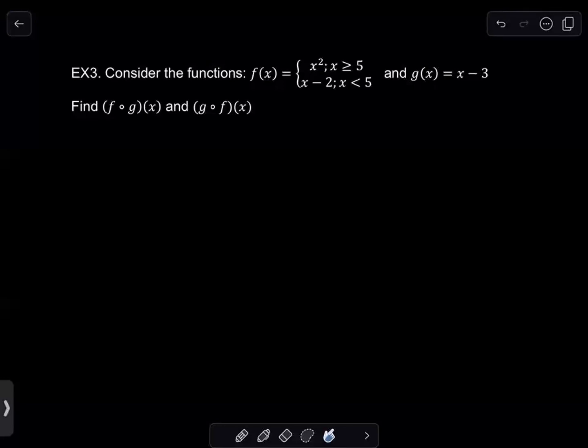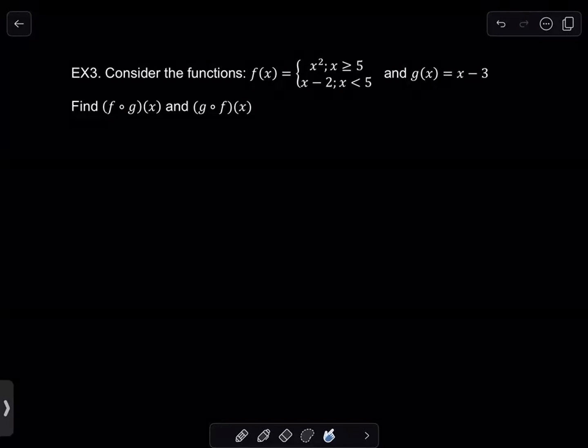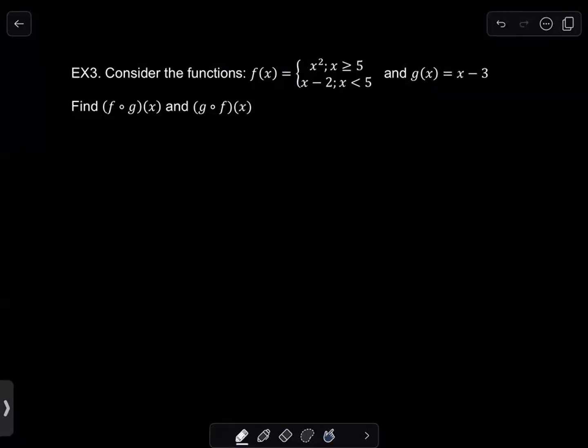So in this exercise, we aren't actually going to plot any function or work out any value. We're actually going to work with composite functions involving a piecewise function. But before we go on to that, I think it would be helpful to actually revise composite functions. So let's just ignore this for a minute and go over composite functions really quickly.